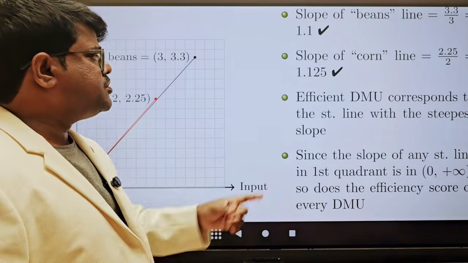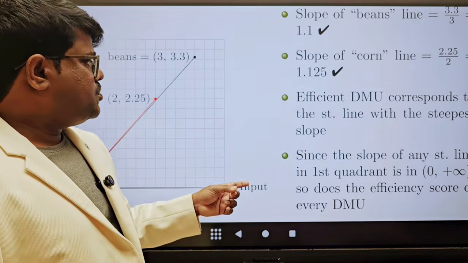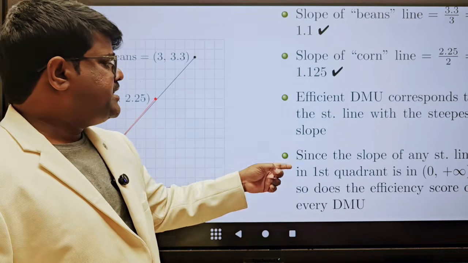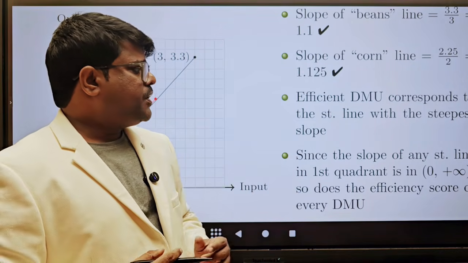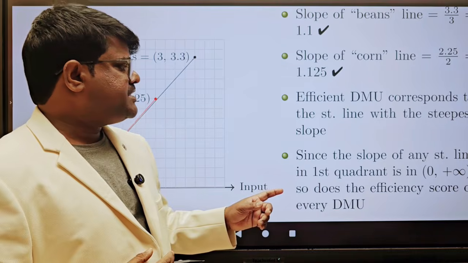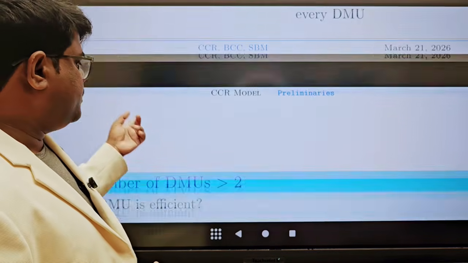The efficient DMU corresponds to the straight line with the steepest slope. Since the slope of a straight line in the first quadrant is in the open interval 0 to plus infinity, so is the efficiency score of every DMU.